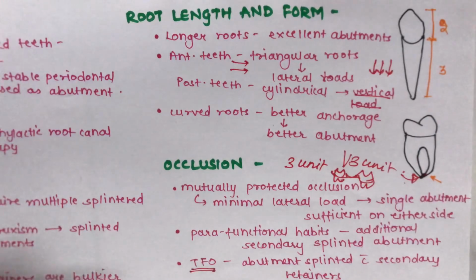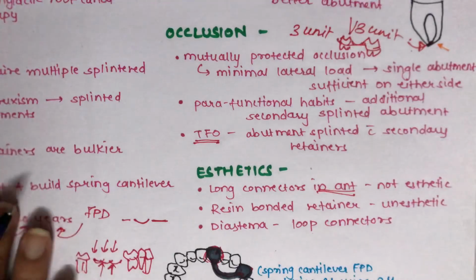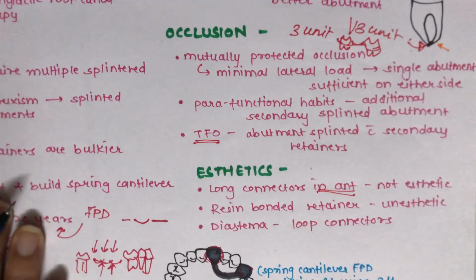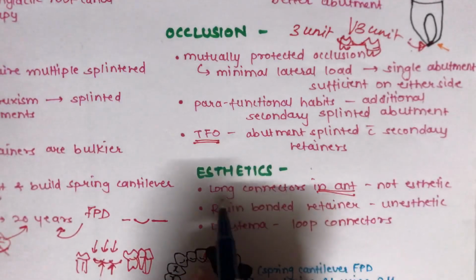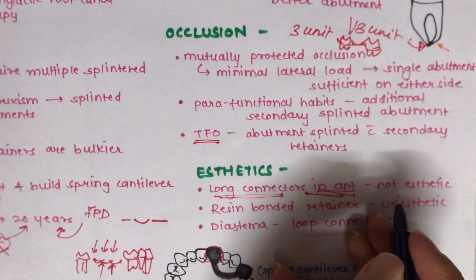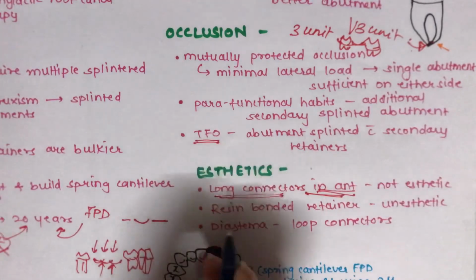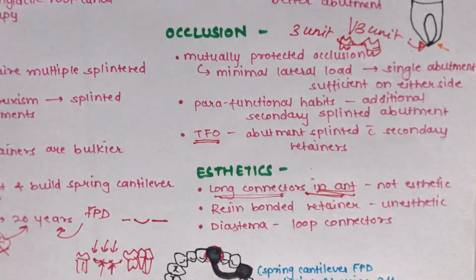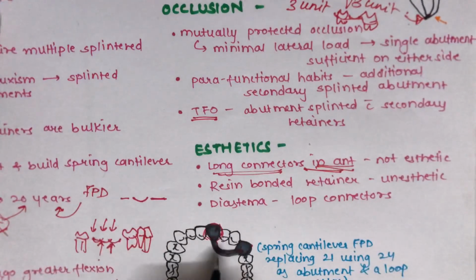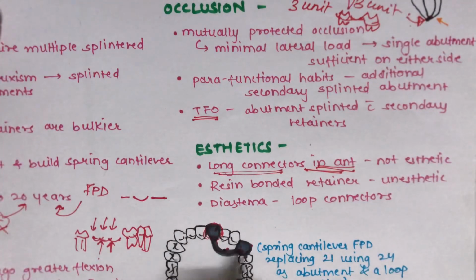Now the next and last factor is aesthetics. Long connectors in the anterior abutment can be aesthetically compromising, so you should not use long connectors in the anterior region. Resin bonded retainers are also aesthetically poor, because in resin bonded retainers you will see the metal shown. And if there is a diastema, then the loop connector can be used to join the adjacent abutment. If the anterior abutments are compromised, good aesthetics can also be obtained using a spring cantilever abutment. So in the anterior you can use this spring cantilever abutment.